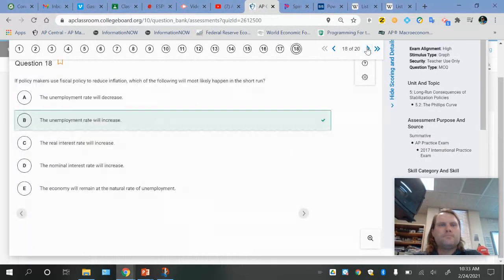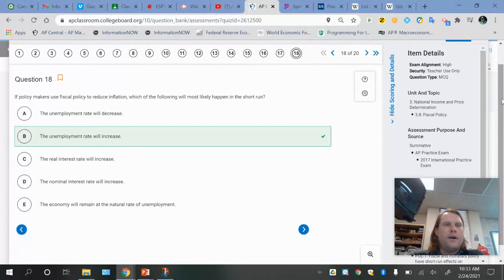Couple more here. Use fiscal policy to reduce inflation. Which of the following is most likely to happen in the short run? Remember our trade-off between inflation and unemployment. If the government is trying to reduce inflation, they can only decrease the demand curve. They only determine how much money you have in your pocket. Remember, this is fiscal policy. This is the government: spending, taxes. The only thing they can do to reduce inflation is make people spend less money. How do they do that? Well, they decrease spending or they increase taxes. We're going to spend less money, so unemployment is the trade-off of that action.